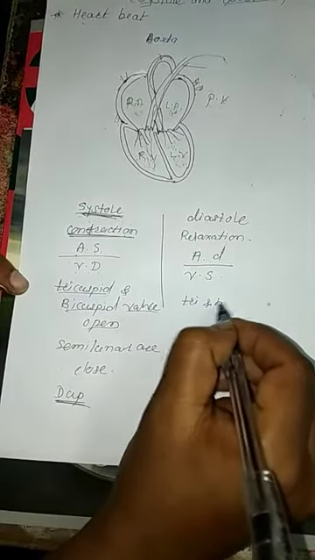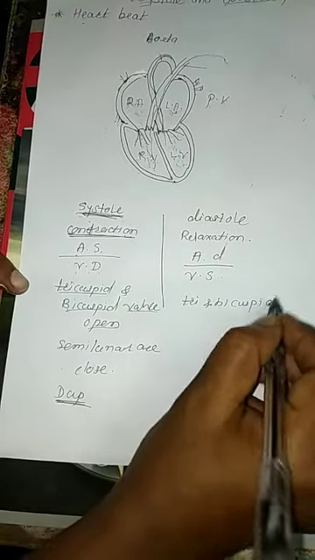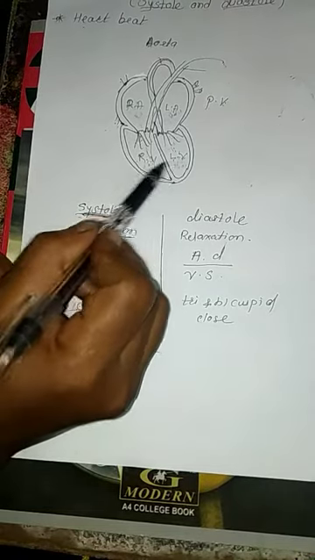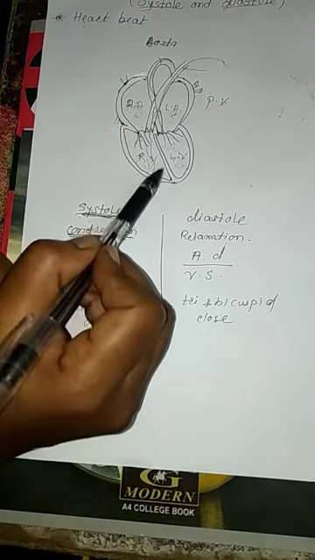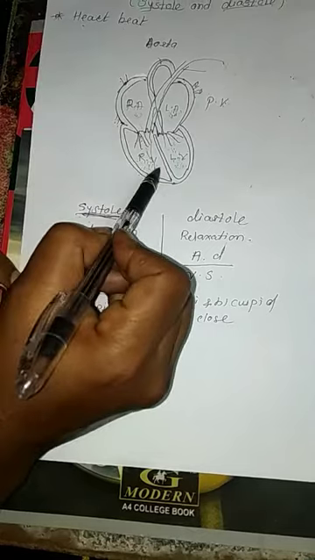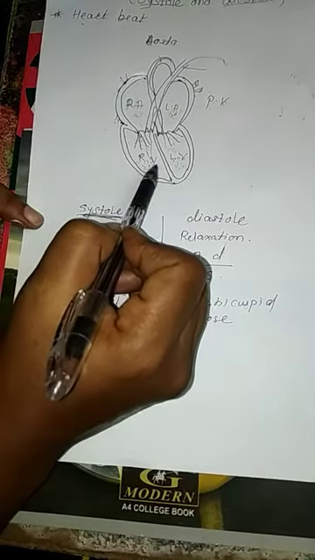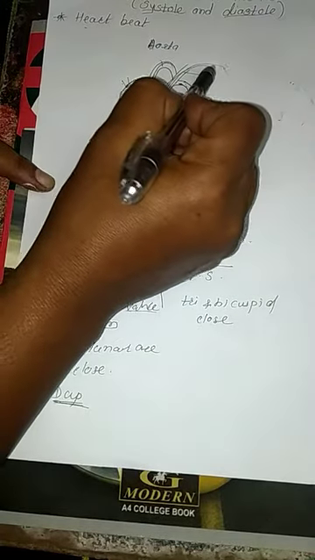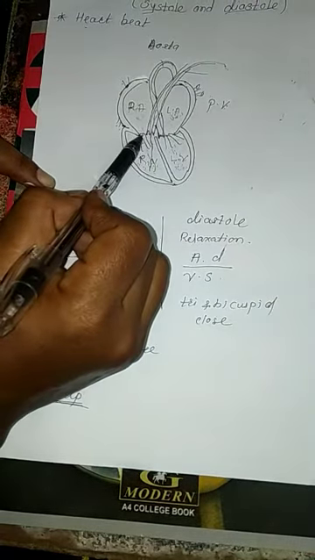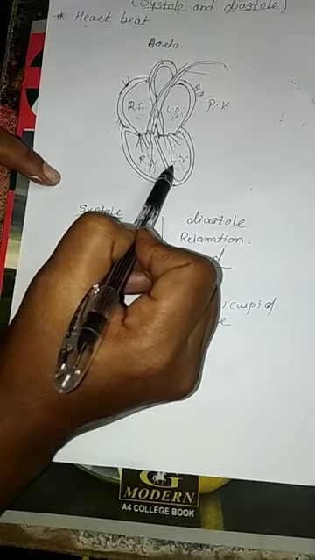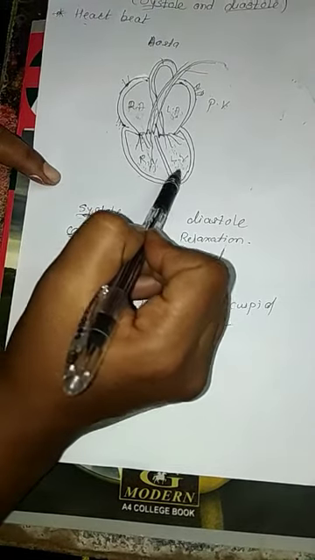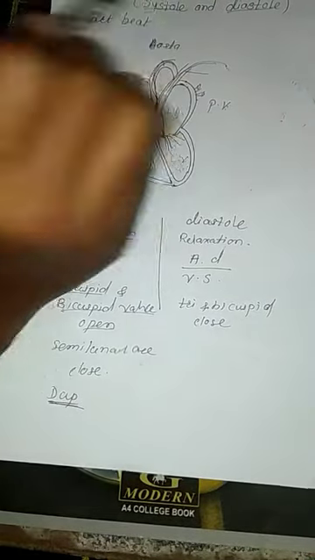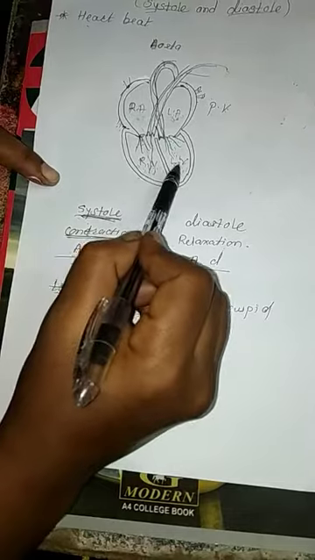The tricuspid and bicuspid valves are closed, and both ventricles contract and push the blood. The right ventricle pushes the blood through the pulmonary artery to the lungs. When the tricuspid valve is closed, the left ventricle contracts and pushes the blood to the whole body through the aorta.